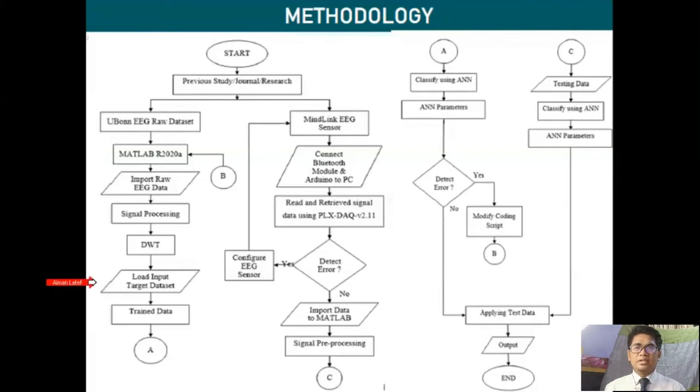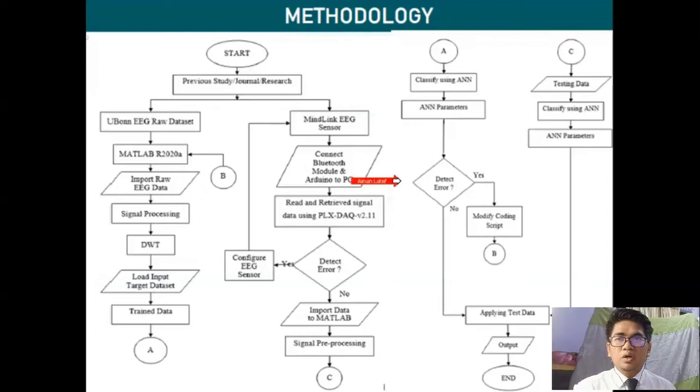From training and validation, the data is able to be classified by using the A and N parameters. Then, if there is an error detected during the process, the coding script needs to be reconfigured and repeated from the beginning, at the import of data into MATLAB. But if there is no error detected during the process, the test data is applied for the output, and a simple GUI will process to execute the MATLAB editor file.